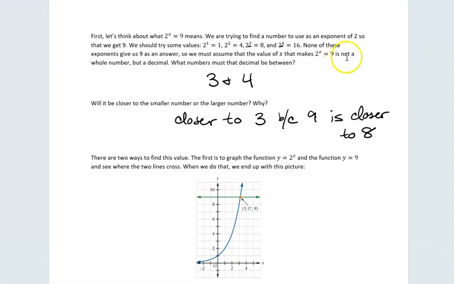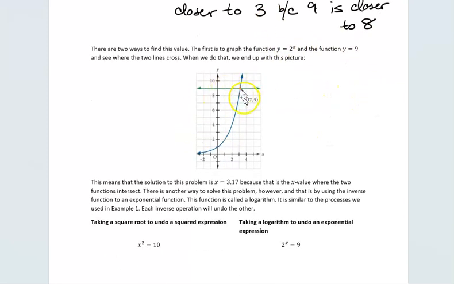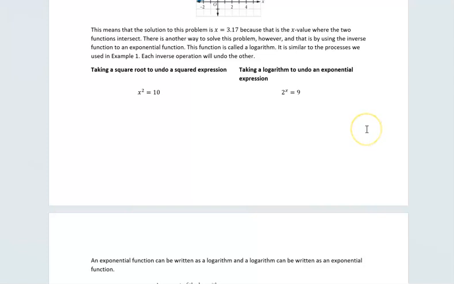If you graph these things, if you graph 2 to the x, which was our original function, and 9, you will find that it was 3.17, which is closer to 3. So that makes perfect sense. Now, that doesn't solve our problem, though, because we still don't know how to undo an exponential function. So let me show you how we do that.